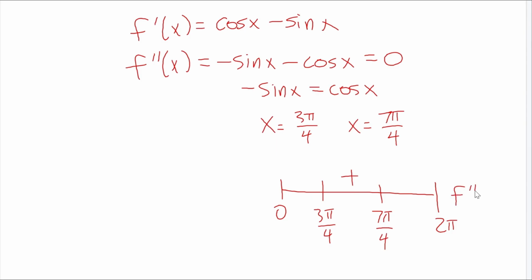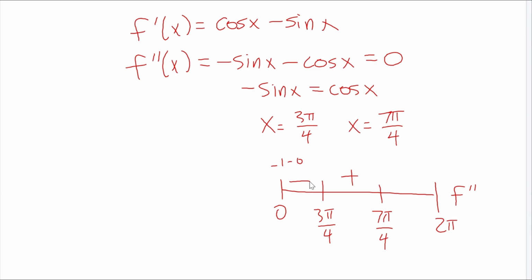If we take something between 0 and 3 pi over 4, let's say like pi over 2, right? If we take the sine of pi over 2, we get 1. So that ends up being a negative 1. Okay? And then the cosine of pi over 2 is 0. So negative 1 minus 0 is a negative.